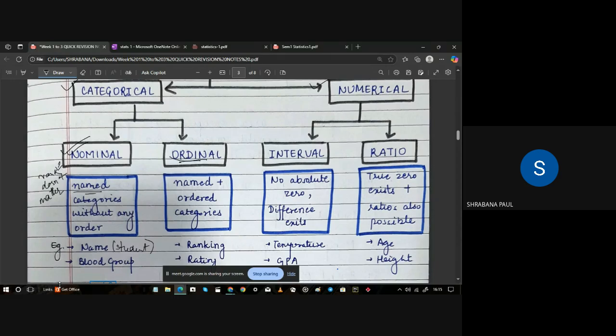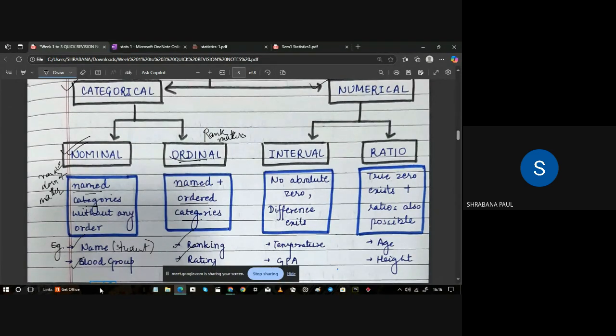Whereas ordinal are names, but they are in ordered categories, so rank matters here. So nominal variables are those where rank doesn't matter and are named categories. Under ordinal, rank matters. Examples where rank matters are ranking and rating. Examples of nominal are name and blood group. Is it clear, everyone? Yeah.